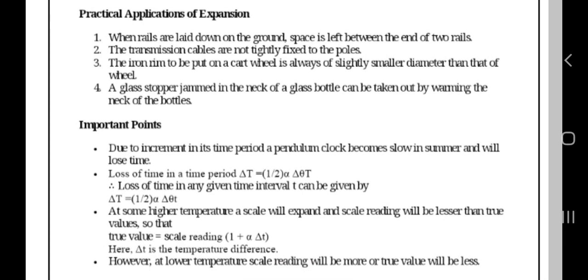Loss of time in a time period, delta t, is equal to 1/2 alpha delta theta t. At some higher temperature the scale will expand and the scale reading will be lesser than the true value. True value of scale reading is 1 plus alpha delta t, where delta t is the temperature difference. However, at lower temperature the scale reading will become more and the true value will be less.